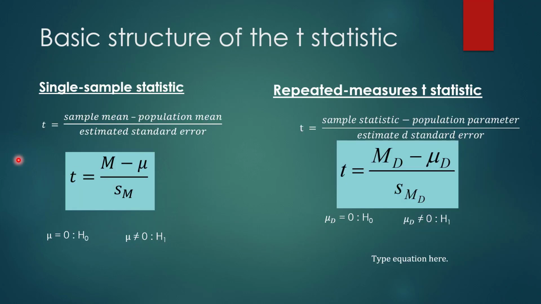So here's just a comparison of the two formulas. This was our formula for the t-test for a single sample, and here's repeated measures. So here we had our sample mean versus our population mean, and our estimated standard error was our denominator. Now we're going to have our sample statistic, which is our mean difference, and our population parameter, which is our population mean difference, and we're going to have our estimated standard error down here for the mean difference. Our hypotheses look very similar.